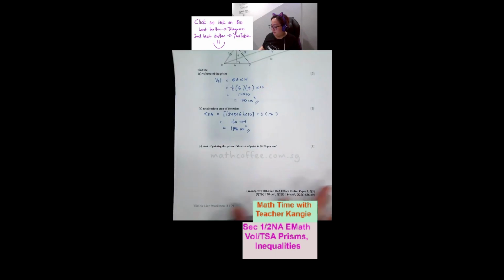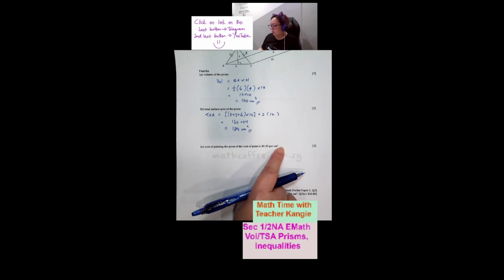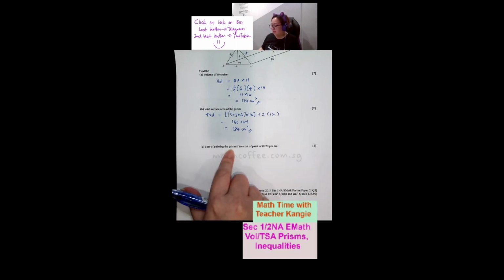Okay, next. See here, the cost of painting the prism, if the cost of paint is 20 cents per cm square. So now, I want to paint the prism, and of course I have to buy paint, right? So they're telling you that the paint per cm square will cost you 20 cents. So they ask you to find the cost of painting the prism.